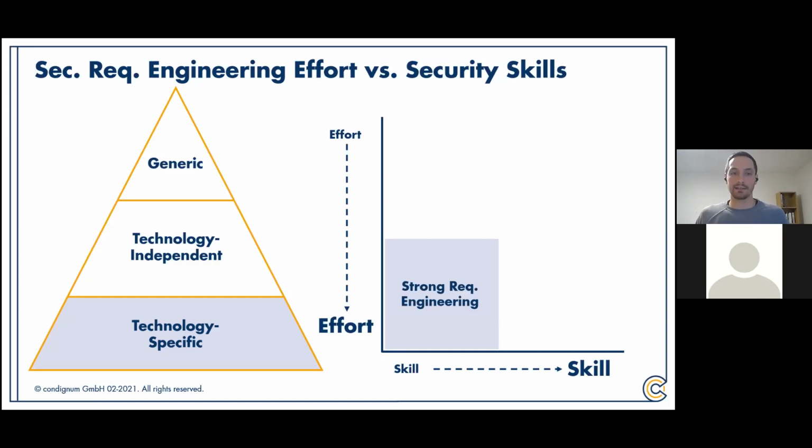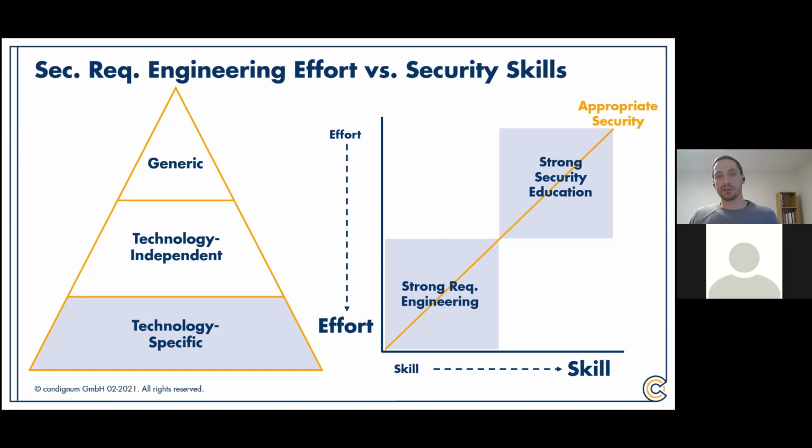then I think it's a good idea to put a lot of effort into the requirements engineering process to really have detailed requirements and also guidelines on how to possibly fulfill them. If you have really skilled people in terms of security, then it's also okay to have pretty generic requirements, because they will understand them and they will act accordingly. So on this axis, we can achieve an appropriate level of security.